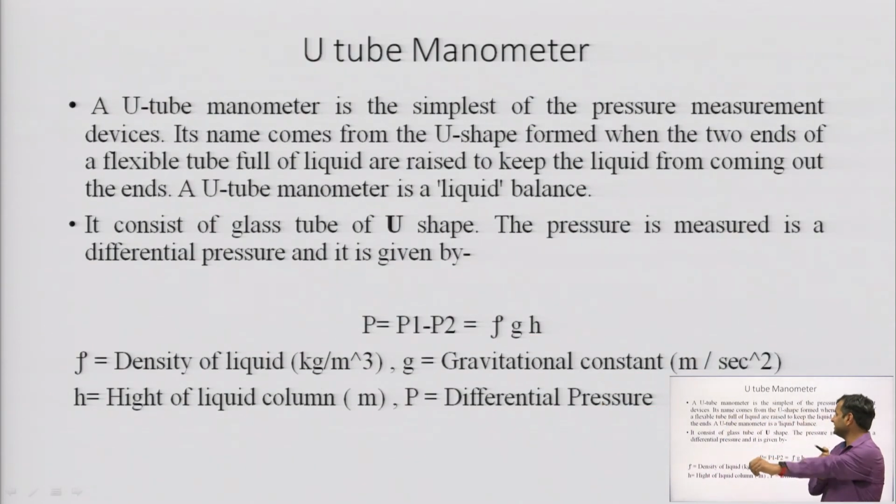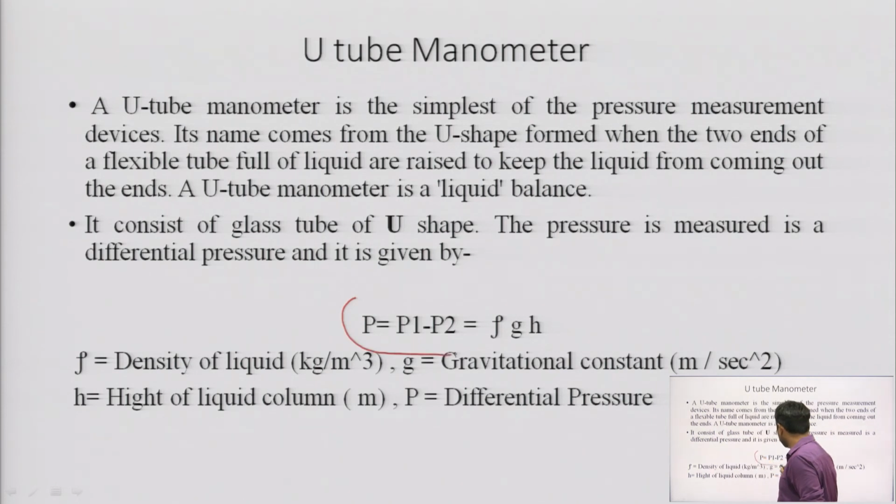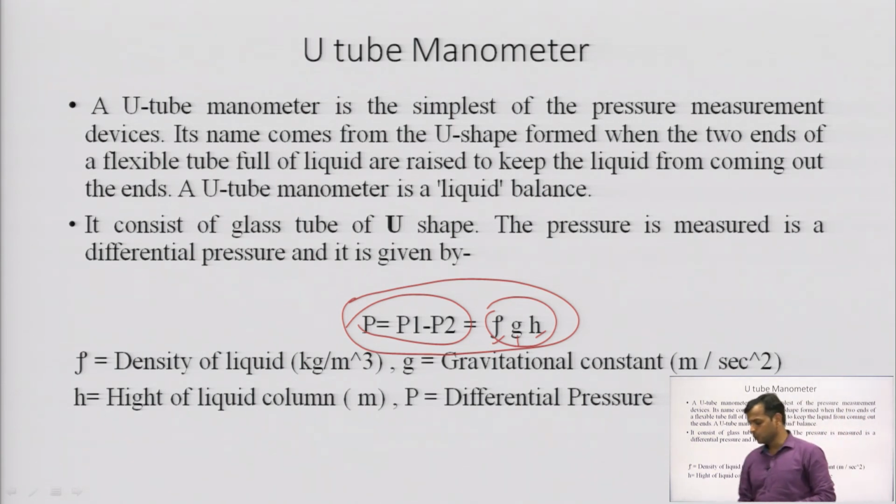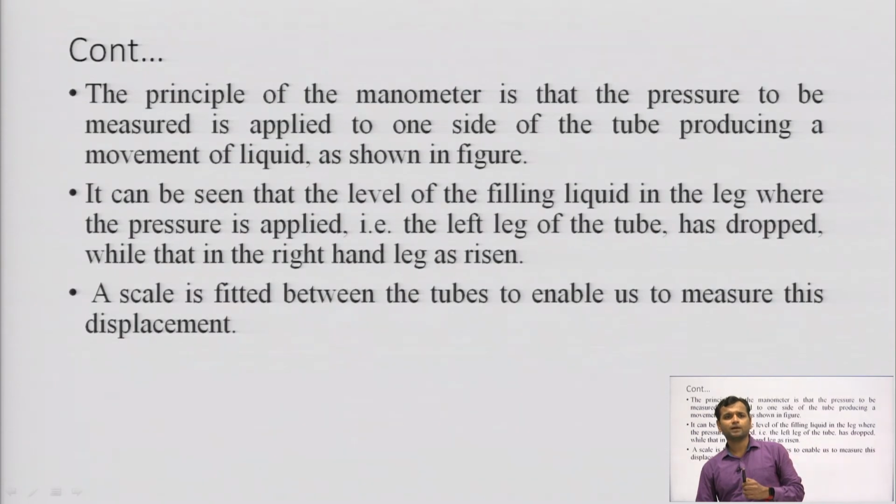Also, you can see that the U-tube manometer is the simplest of the pressure measurement devices. Also, we can measure the differential pressure with its help. We have seen in the previous slide the formula P is equal to rho g h. The same formula can be applied. We will know the density of the liquid, the height of the liquid column and the gravitational constant, through which we can measure the differential pressure or the head pressure by using the U-tube manometer. That is the first simple basic classification of manometer.